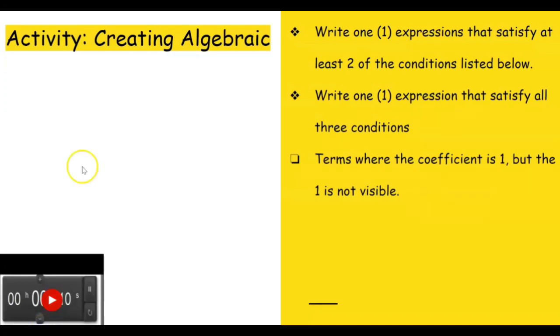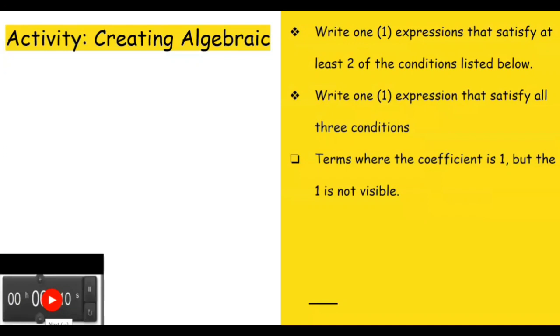Now we're going to be creating some algebraic terms, our algebraic expressions. Unfortunately, the remaining part of the instruction is not showing. I'm not sure why, but let's look. It says, write one expression that satisfies at least two of the conditions listed below, and write one expression that satisfies all of the conditions listed below.